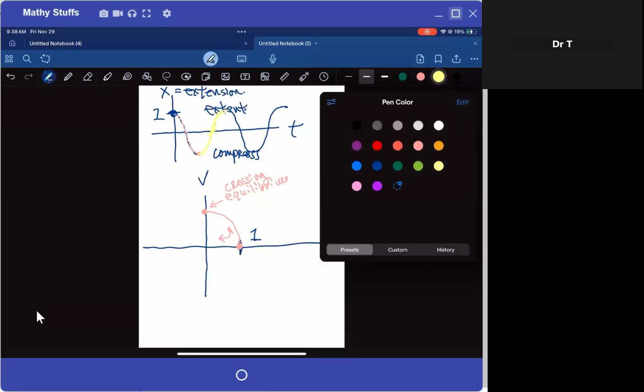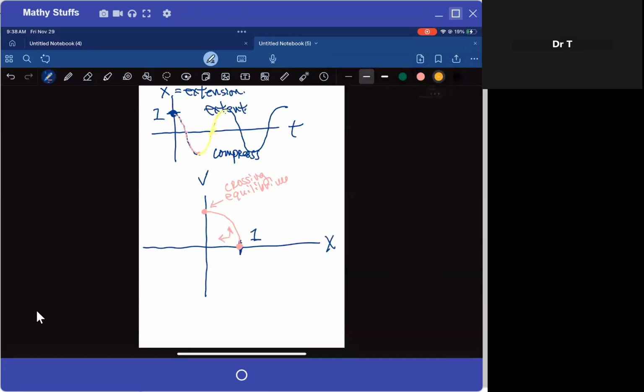Oh, my yellow is maybe not a great choice. Maybe orange is better. So right at this moment, I've got maximum velocity as I cross equilibrium, and then I start to slow down again as I extend, and the spring starts to pull back on me. It's diminishing my kinetic energy and turning that into potential energy as I reach maximum extension. So that little orange piece up there looks like this down here, and I reach -1 on the X position.